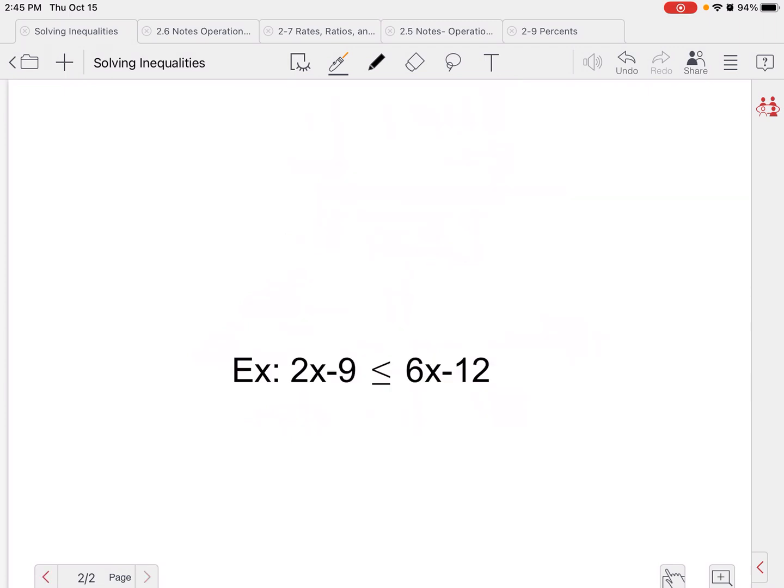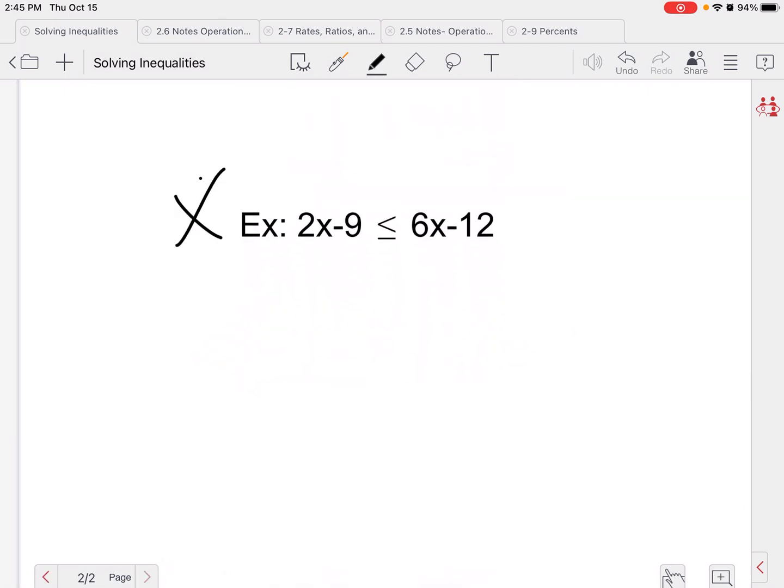All right, let's go ahead and try another one. So go ahead and try this one on your own. So I'm going to go ahead and subtract 2x from both sides. Again, you could have moved the 6x, and that's absolutely fine.